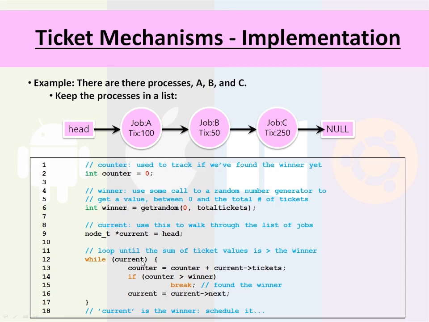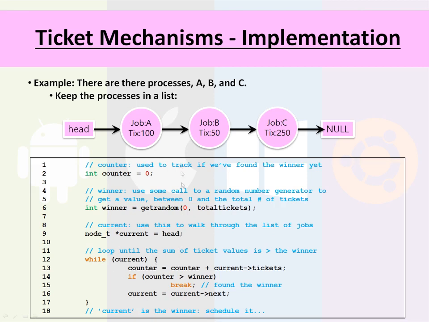So while current equals head, while current is not null, we say counter is equal to counter plus current tickets. So counter will equal 100. Now, hypothetically, if we got a winning ticket of, let's say, 75. Now, if counter is greater than 75, so if 100 is greater than 75, break, we found the winner. And that's what would occur in this case. So therefore, our current winner would be job A, and that would be scheduled.